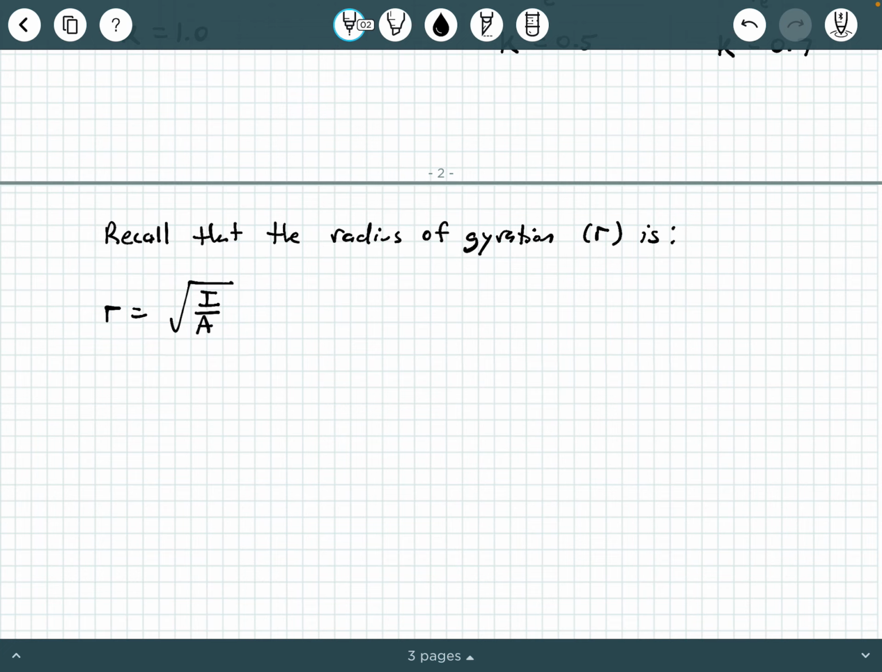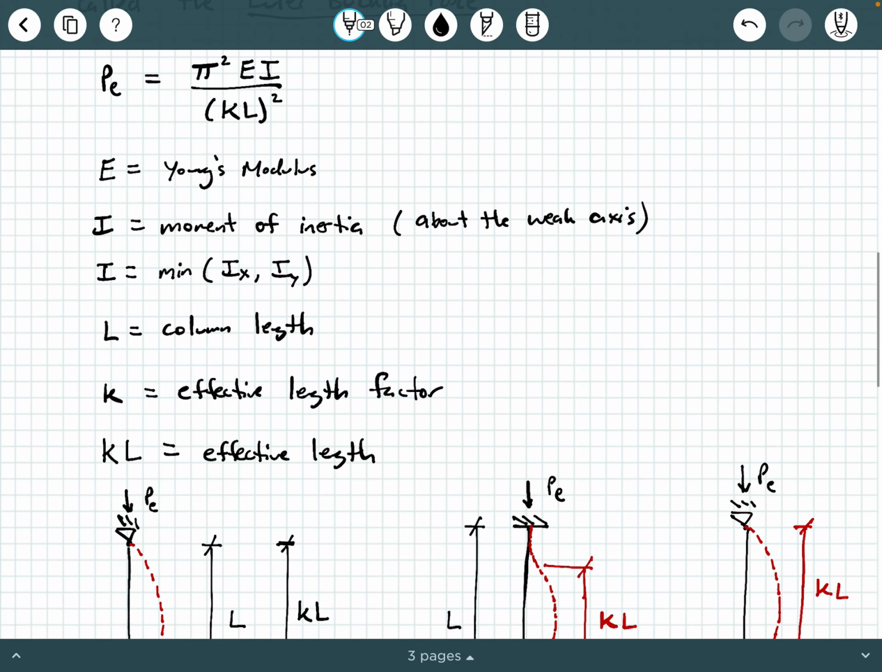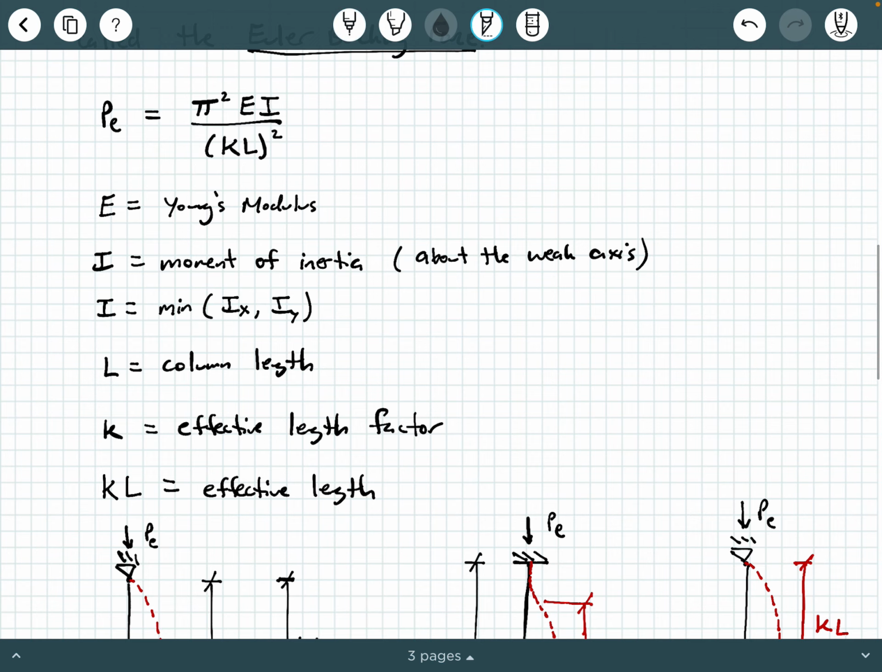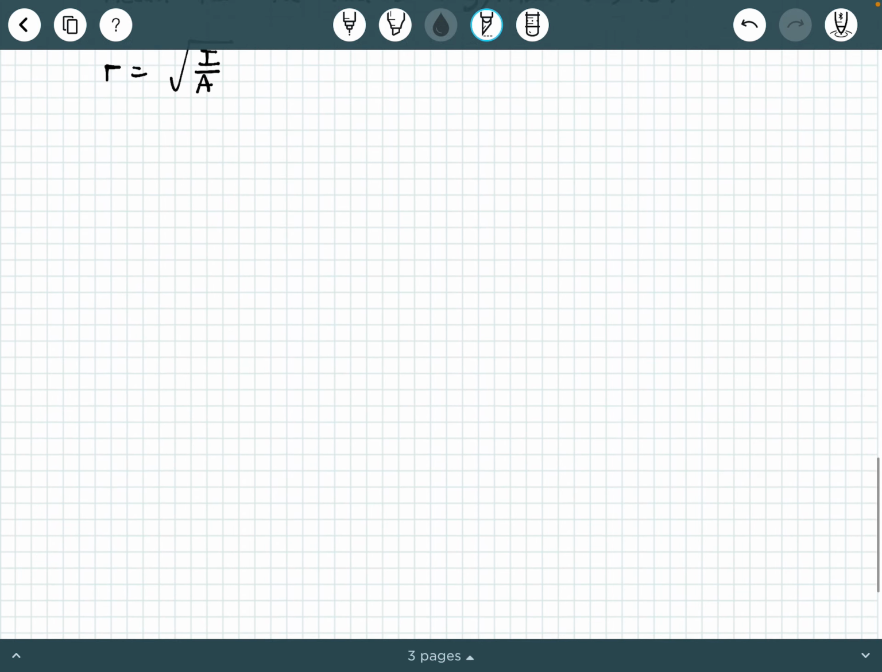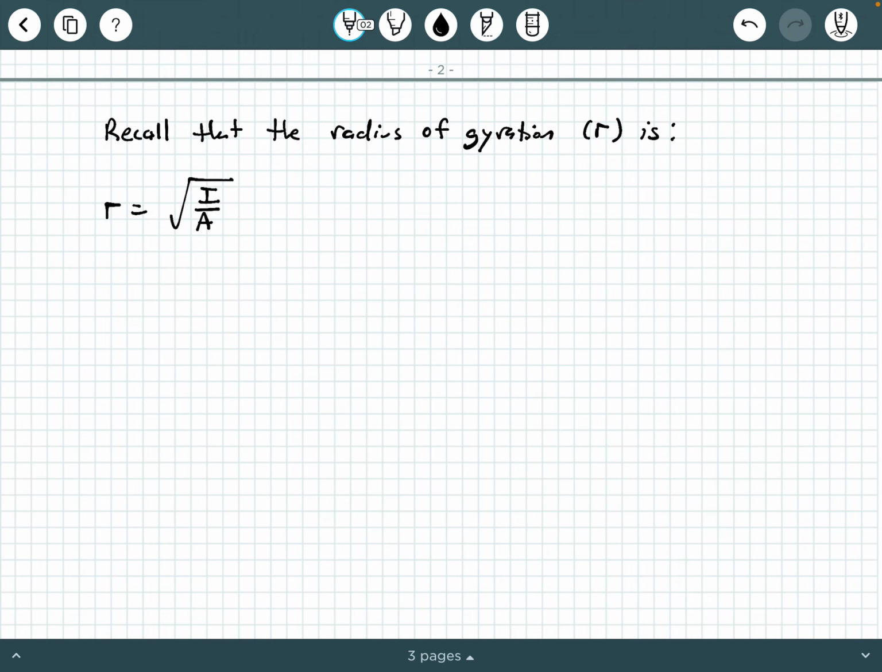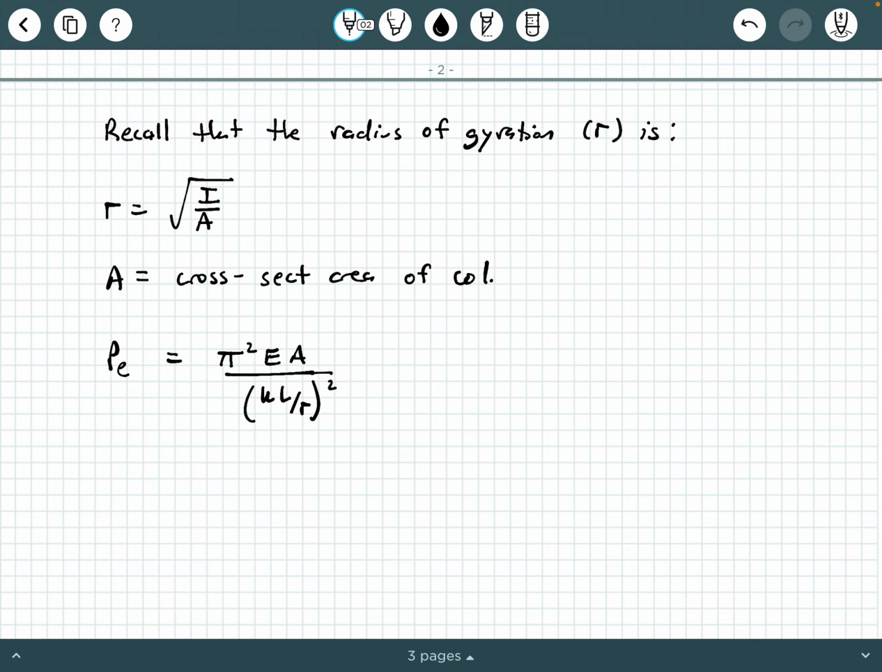So what we can do is we can repackage this version of the Euler buckling force equation into a version where we use the radius of gyration and cross-section area A. So A is going to be again the cross-section area of the column. So you can rewrite the Euler buckling equation as pi squared E A over the quantity KL over r squared down in the bottom, okay?